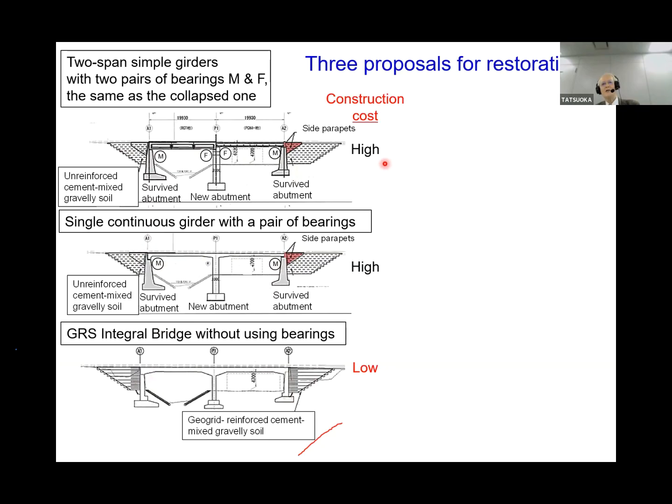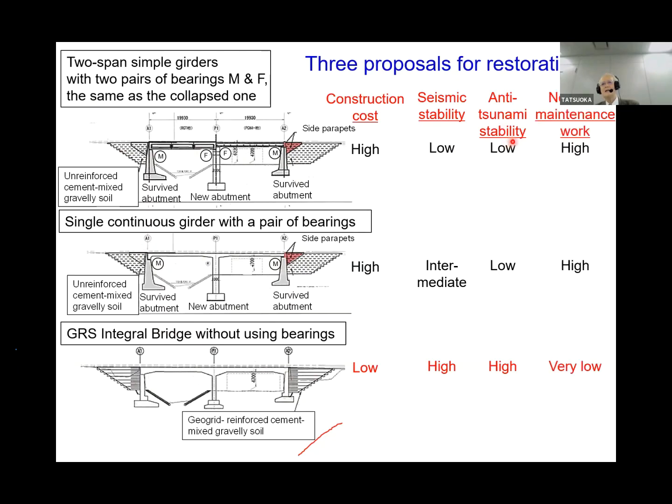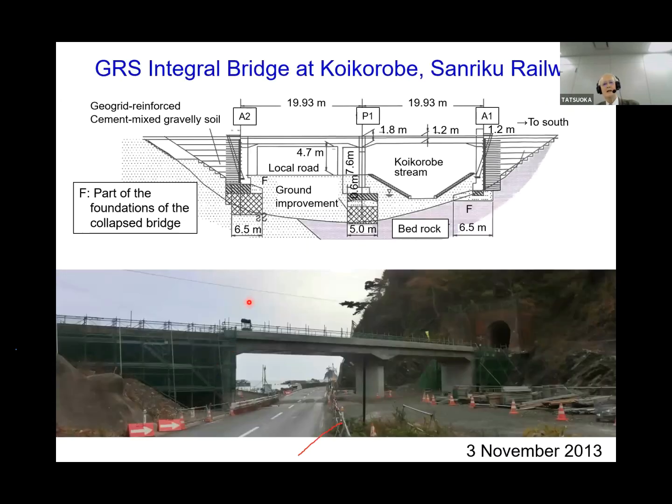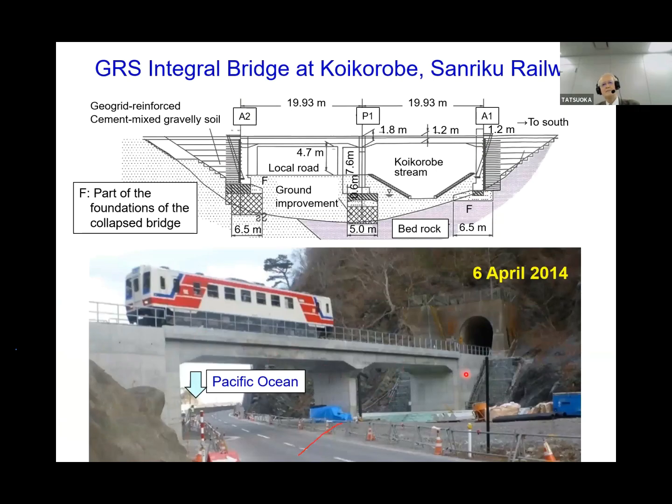So we evaluated the construction cost, seismic stability, anti-tsunami stability, and need for maintenance. For all these design conditions, the GR integral bridge is the best. So we decided to construct the GR integral bridge. This is the bridge at Koikorobe. The total span length is 40 meters, and this is a shot during construction. This is the completed one.